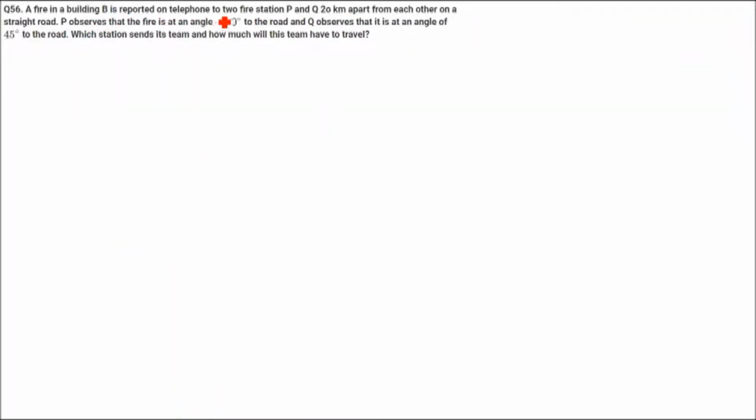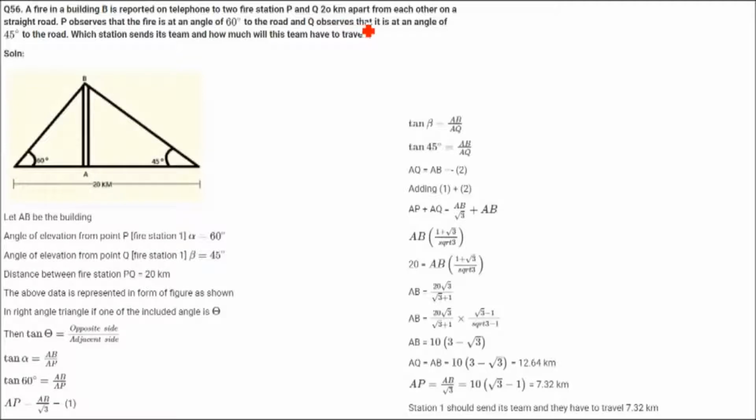A fire in a building B is reported on a telephone to two fire stations P and Q, which are 20 kilometers apart from each other on a straight road. P observes the fire is at an angle of 60 degree to the road, and Q observes that it is at an angle of 45 degree to the road. Which station sends its steam, and how much will this steam have to travel?